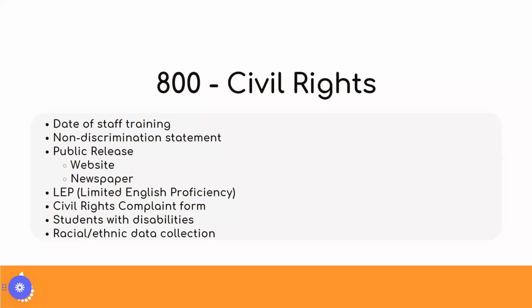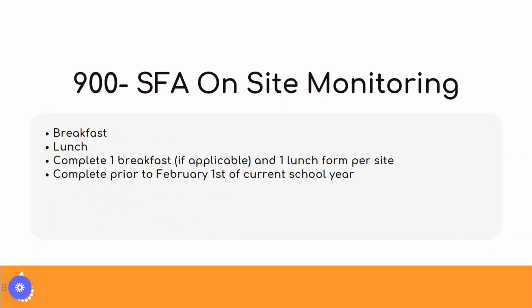And then the very last section in section 800 just wants to know how the district is collecting racial and ethnic data. So for many school districts, you might have what's called an EMIS coordinator, and this person is likely gathering that information when students enroll. So you can reach out to that person within your district to get that information.